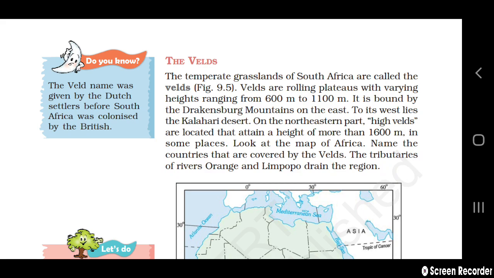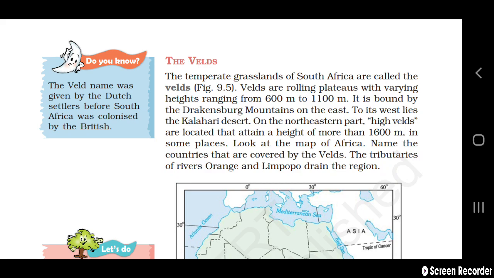It is bound by the Drakensberg Mountains on the east, and to its west lies the Kalahari Desert. On the northeastern part, the Highveld is located, which has a height of 1600 meters. These are the temperate grasslands.